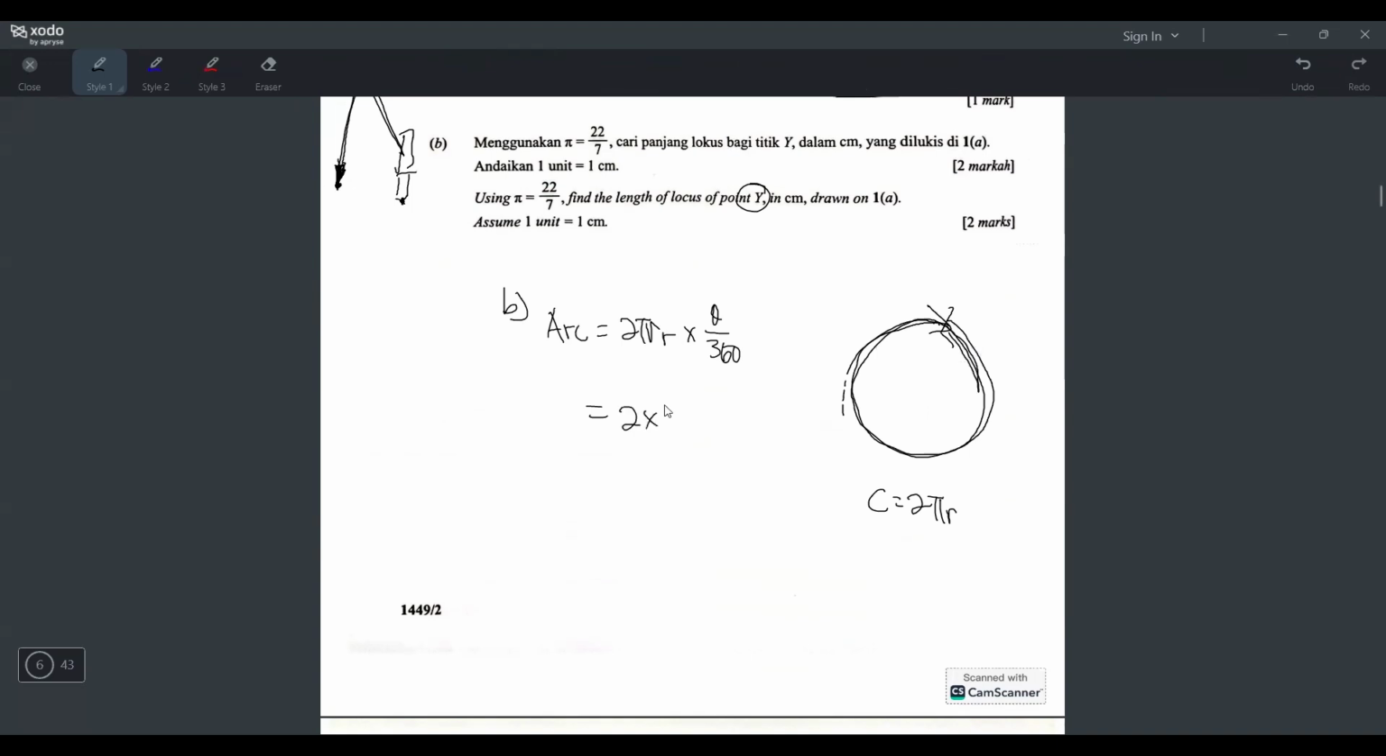So the pi I already know is 22/7, but the radius, it will be 7 units, right? Because do you remember just now you opened 7 units for the radius, and they say 7 units equals to 7 cm. So if it's 7 unit, then it's 7 cm lah. Okay, what about the angle?